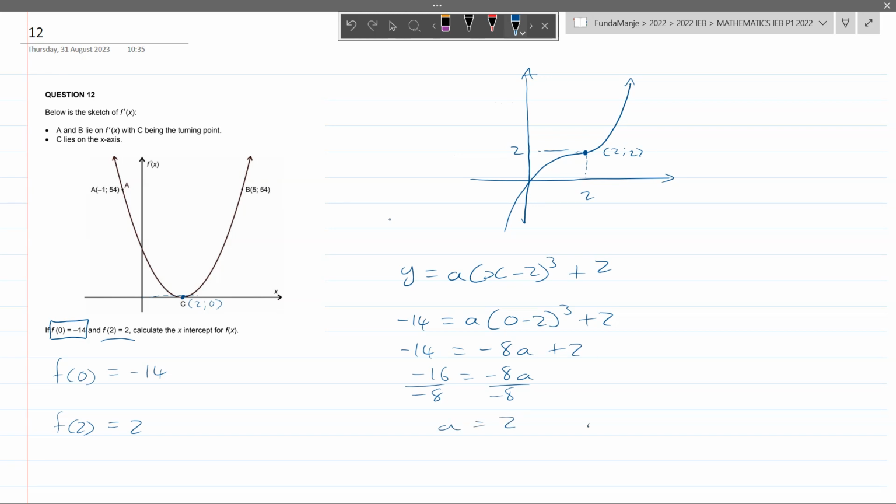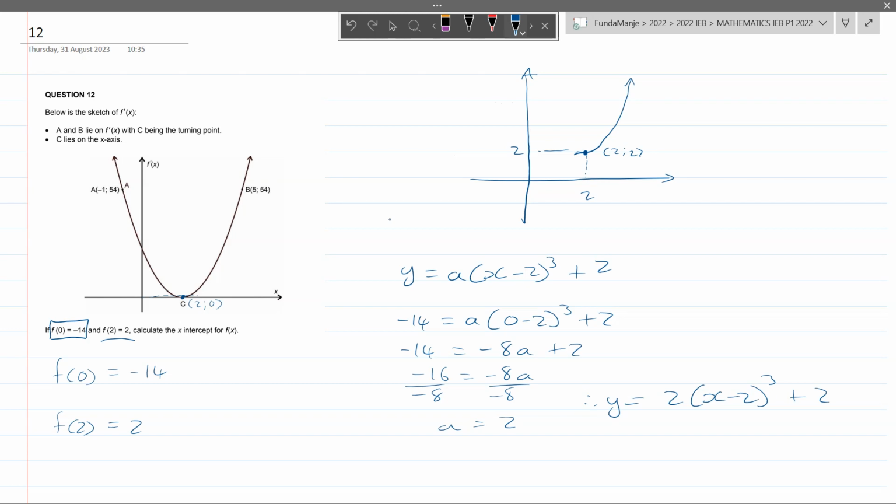Then we can come back to our equation and update it and say, therefore we have y equals 2 times x minus 2, cubed, plus 2. And what we're looking for is the x-intercept. Where will it go down? So let me just draw this much for now, because we don't know exactly at which x value it will go down.